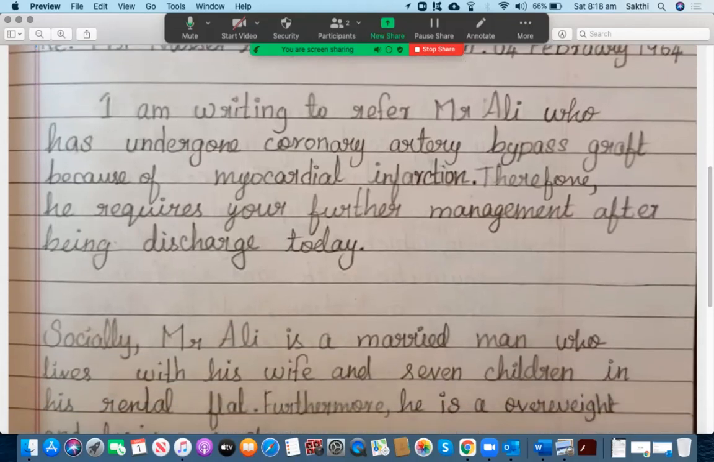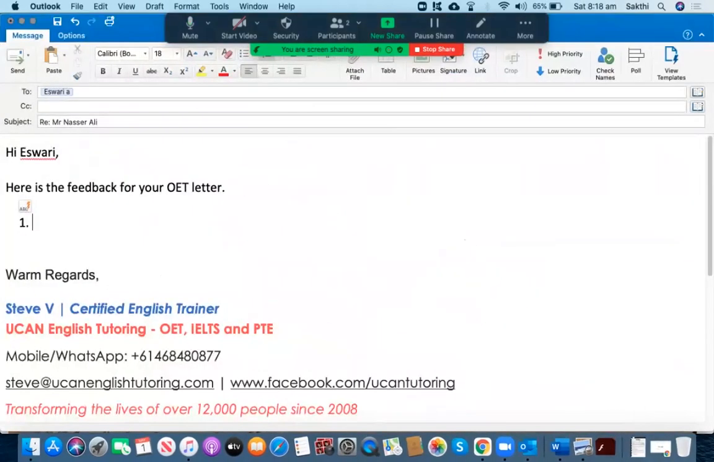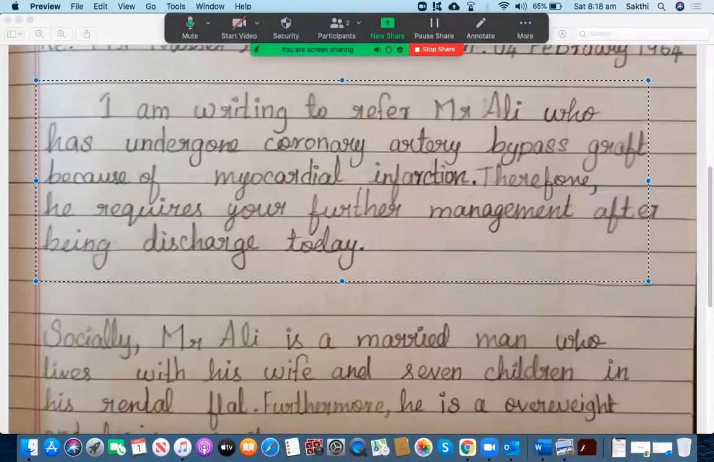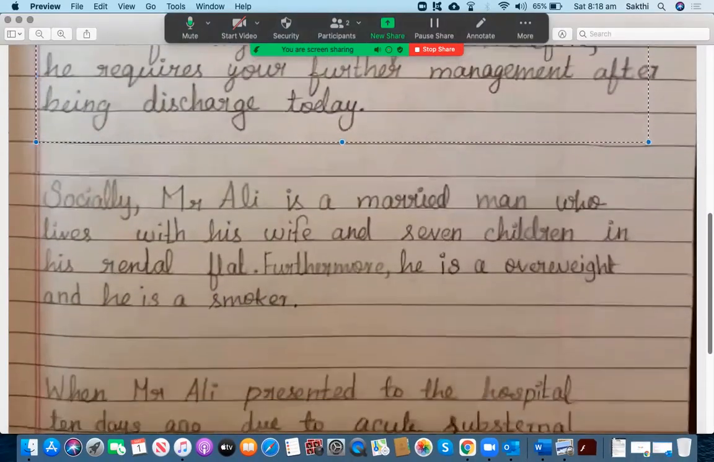And then this is the introduction paragraph. I'm writing to refer Mr. Ali, who has undergone coronary artery bypass graft because of myocardial infarction. That's good. Therefore, he requires your further management after being discharged today. So after "being", we have to use the third form of the verb only. So there is one mistake here. It's not "being discharge", but "being discharged". All right, that's the first mistake. But apart from that, the introduction paragraph sounds really good. It doesn't have any other mistake.